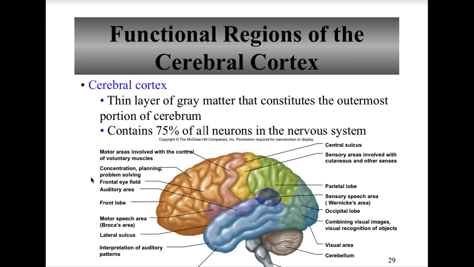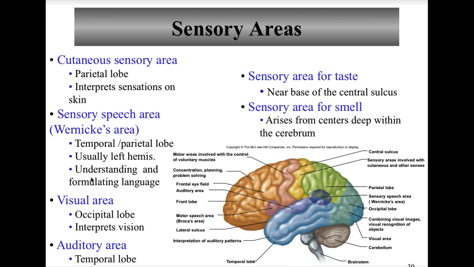So the functional regions of the cerebral cortex. Basically, the cerebral cortex is a thin layer of gray matter that constitutes the outermost portion of the cerebrum, and it contains 75% of all those neurons in the nervous system. So let's look at those areas.